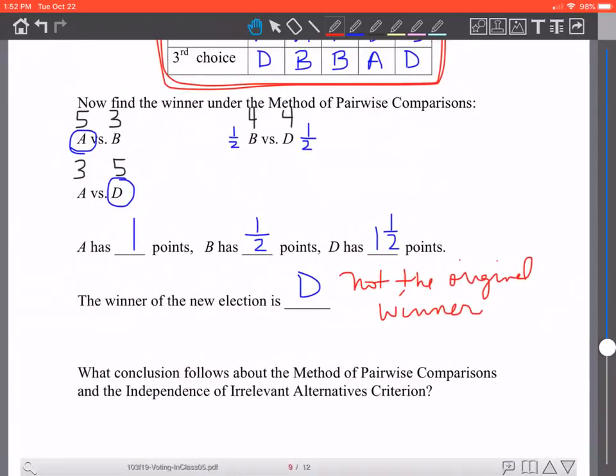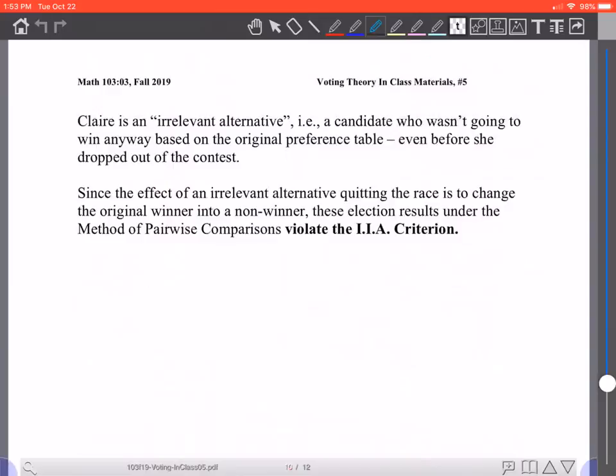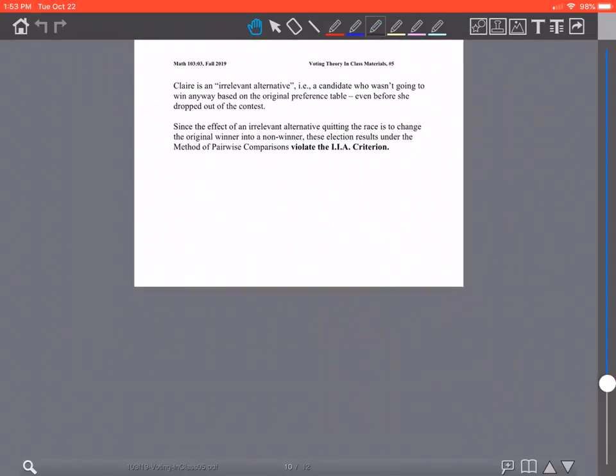So what conclusion would we draw about the method of pairwise comparisons and the IIA criterion? Well, that's going to tell us that the method of pairwise comparisons will sometimes violate the IIA criterion. Doesn't mean it's always going to happen, but we found an example where it does, and therefore we will have to say that it sometimes violates. Okay, so it did in this case. You can say that it will sometimes violate. Okay.